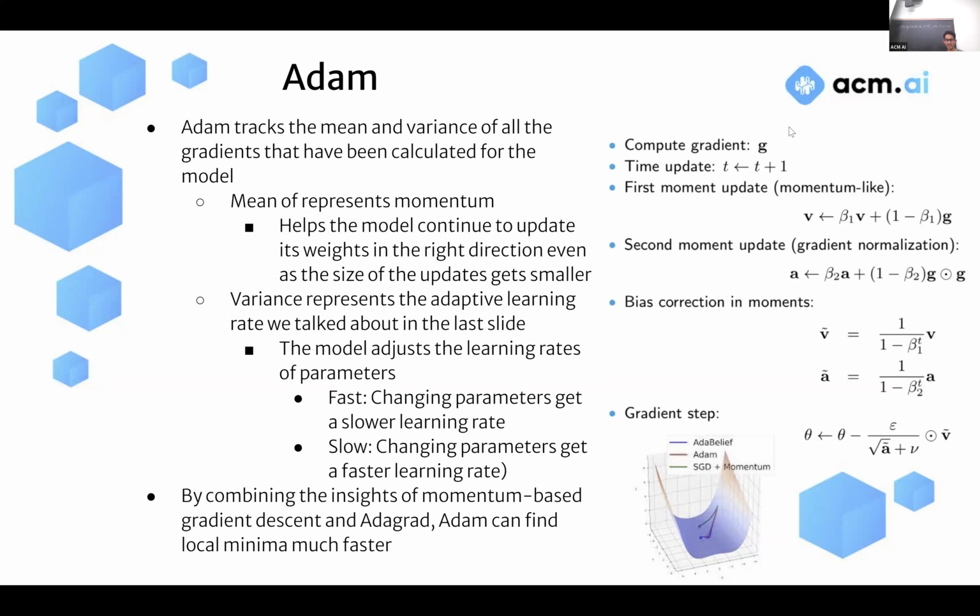So by combining the insights of momentum-based gradient descent, by taking the means of the gradients in the past, and AdaGrad, where you take the variance of the gradients in the past, you can find local minima much faster by making sure that your parameters are changing in a more organized way by giving them unique learning rates, and also by making sure that you're getting to your desired destination faster and not getting caught in a local minimum.